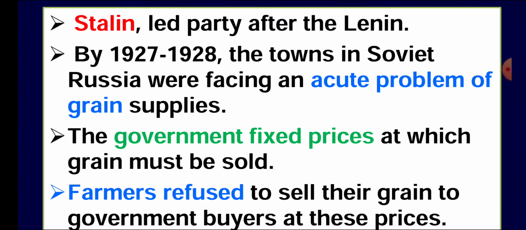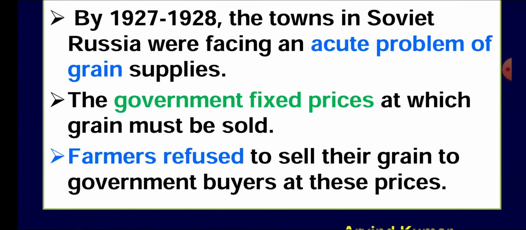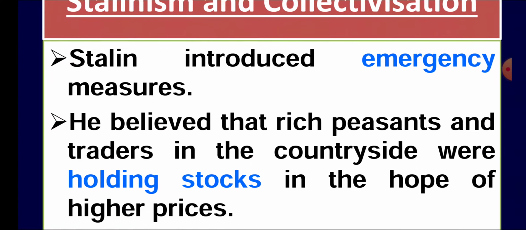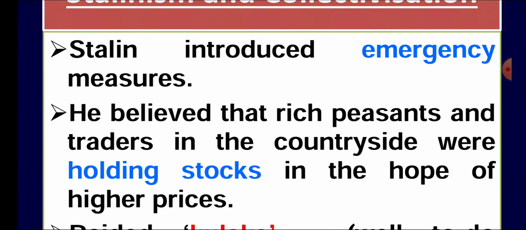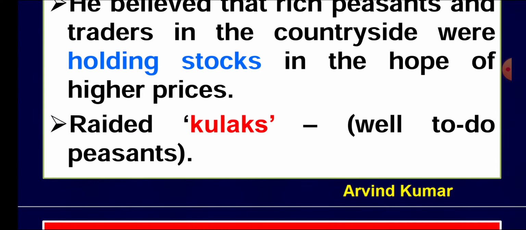The government fixed prices at which grain must be sold. Farmers refused to sell their grain to the buyers because of the low prices, which means they denied the orders of Stalin. Ultimately, Stalin introduced an emergency in the country. He believed that these rich peasants were creating the problem, holding stocks of grain. That is why he ordered raids on these kulaks, the well-to-do peasants.